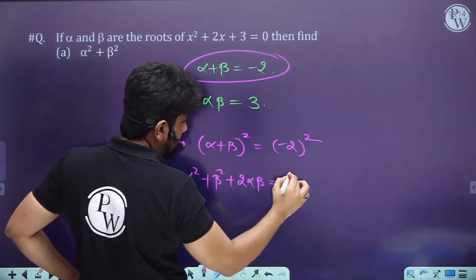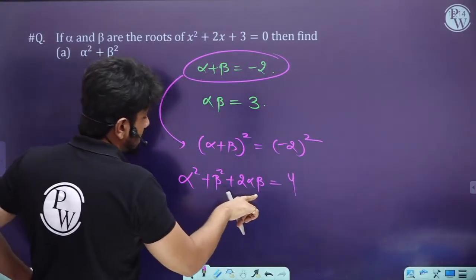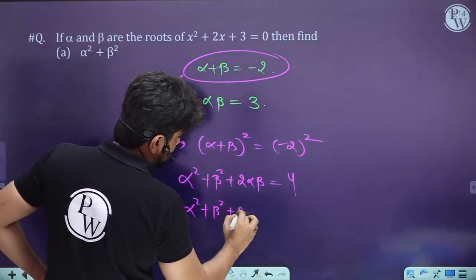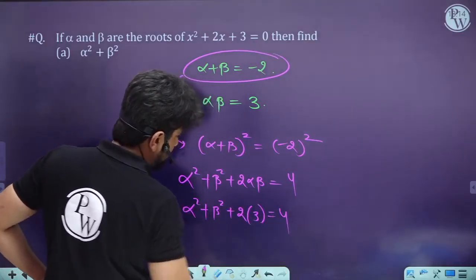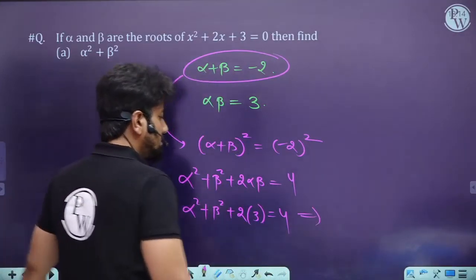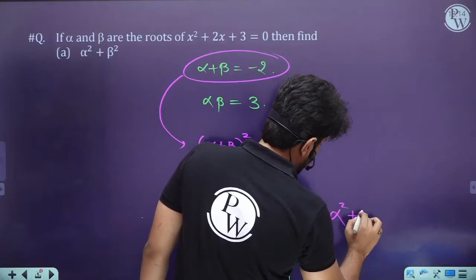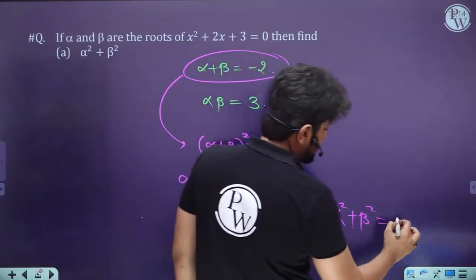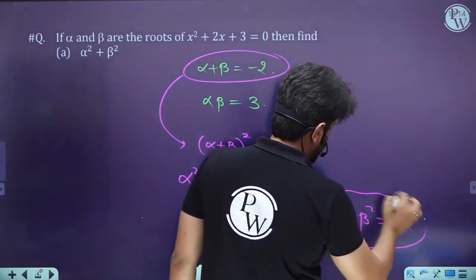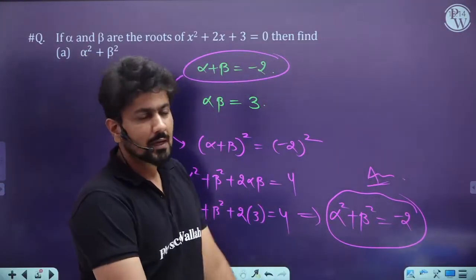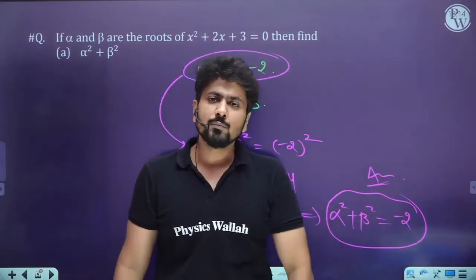On the right hand side I'm getting 4. I have the value for alpha beta as 3. So alpha square plus beta square plus 2 times 3 is equal to 4. So the value for alpha square plus beta square is 4 minus 6. 4 minus 6 will be minus 2. So that's our answer. That's the value for alpha square plus beta square. Yes, we are getting a negative value.